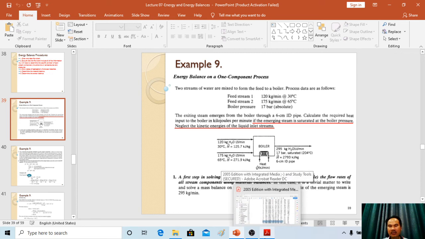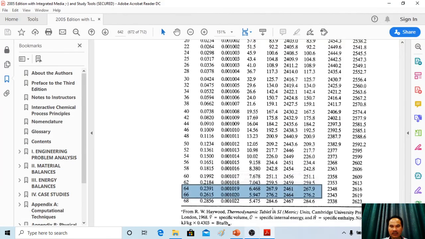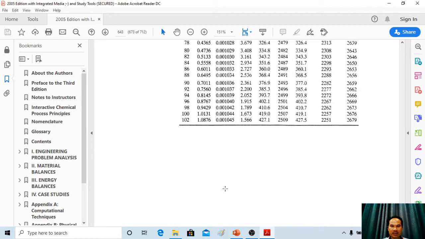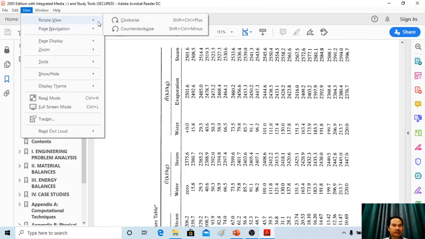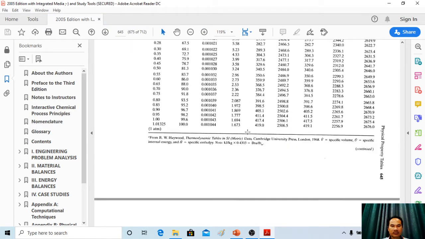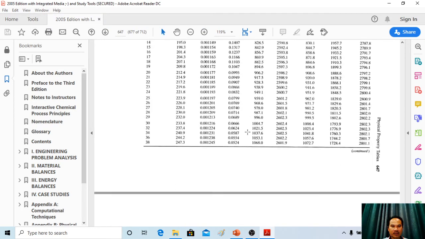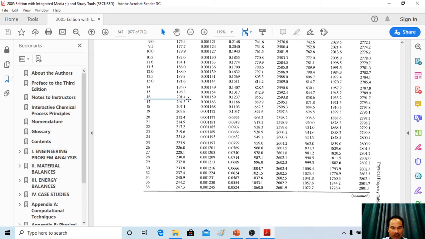Output is 17 bar. You have to see the second table, at 17 bar.